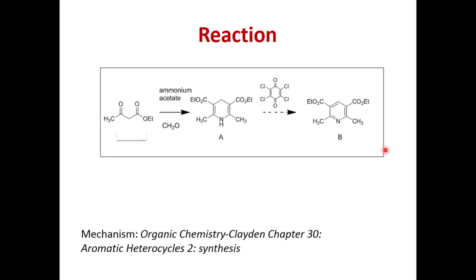So the reaction we're dealing with today is part of the Hantzsch pyridine synthesis, which goes all the way to compound B. We will just be dealing with the synthesis of compound A here, a 1,4-dihydropyridine. And you can see mechanisms relating to this chemistry in Organic Chemistry by Clayden in chapter 30.